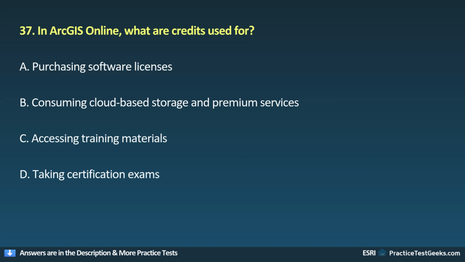37. In ArcGIS Online, what are credits used for? A. Purchasing software licenses. B. Consuming cloud-based storage and premium services. C. Accessing training materials. D. Taking certification exams.